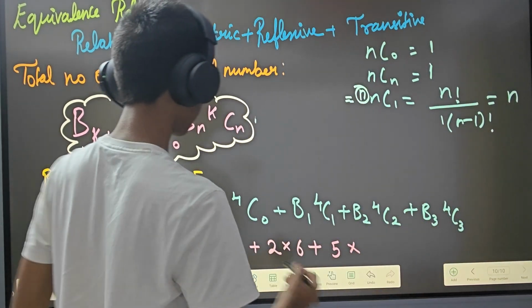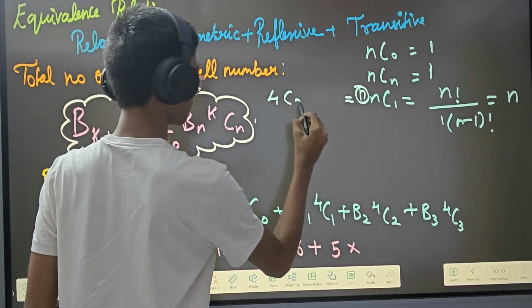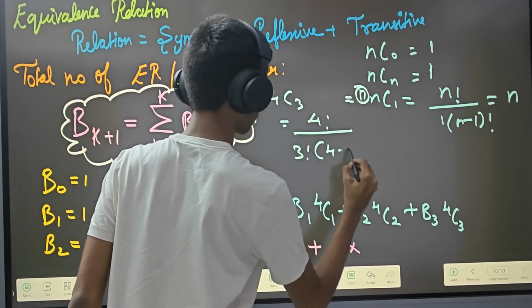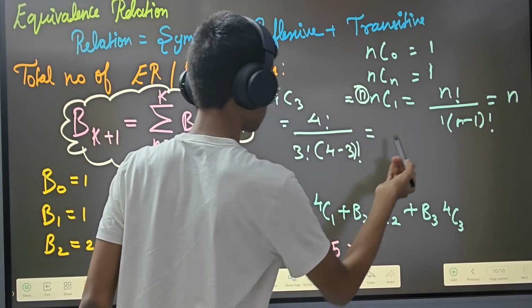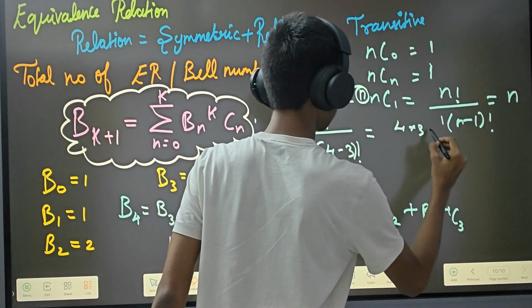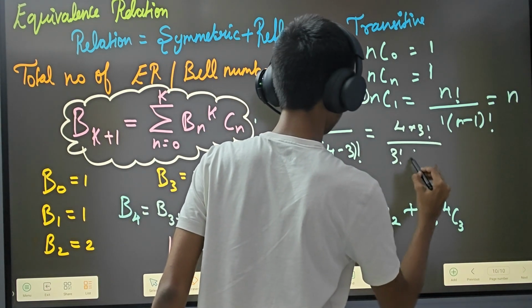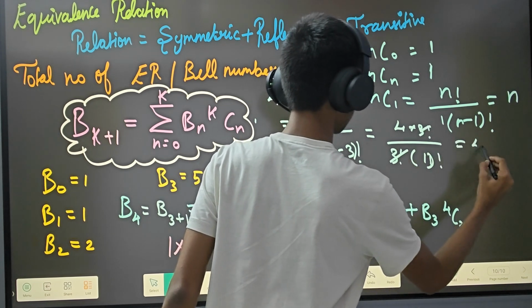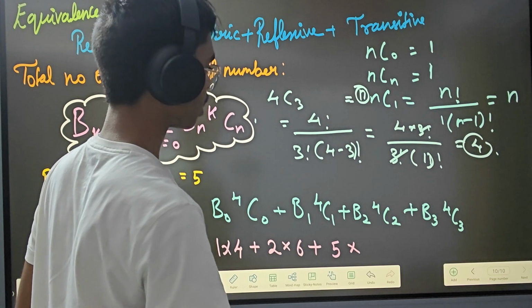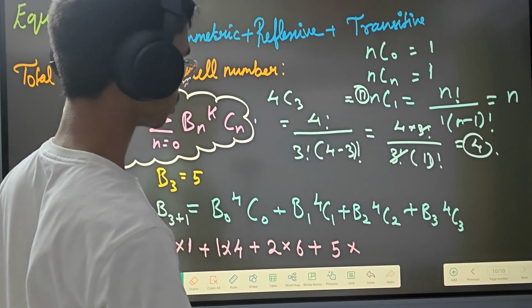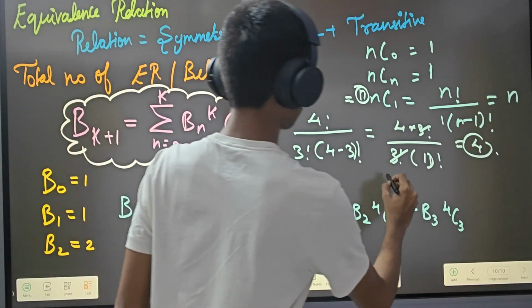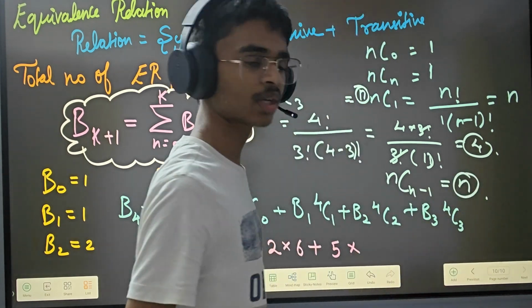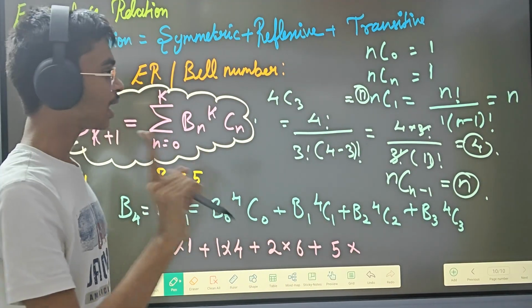Prove this. 4C3 is equal to 4 factorial divided by 3 factorial into (4 minus 3) factorial, which is equal to 4 into 3 factorial over 3 factorial into 1 factorial, and at last you have got 4. So sorry, it is not... NC(N minus 1) is equal to n, that you have to know. Okay, not 1, sorry, I said it wrongly.